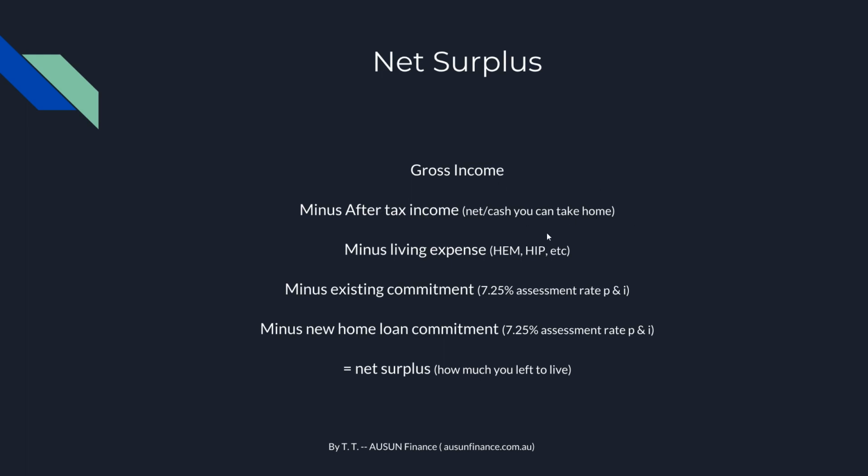Okay, usually we say that take home income minus the living expense you have to spend, and there's a few measurements that the banks use. Then what you do? Then you're gonna give the money to existing commitments that you have. For example, home loan, credit cards, car loan, etc. Okay, I'll demonstrate in detail later on. And then you minus what? Minus a new home loan you want to propose, right, at whatever assessment rate. Then you work out a net surplus, how much is left after you spend all this money.